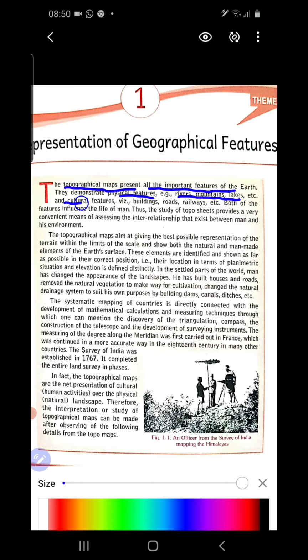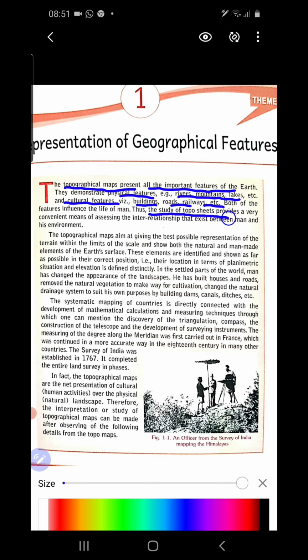Then cultural features. Here cultural features means man-made features. Which are the man-made features? Like buildings, roads, railways, etc. So both the cultural and physical features, that means both the natural and man-made features, can be found in the topographical map. Why? Because these natural features influence human life a lot. So that is why it is necessary for us to study the physical features and also man-made features.